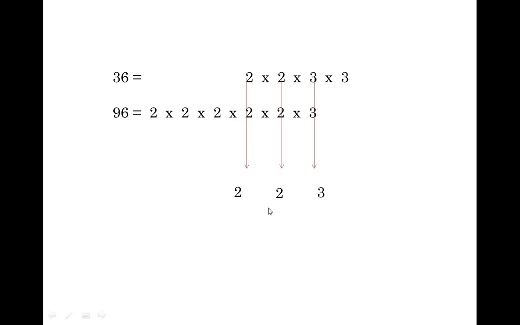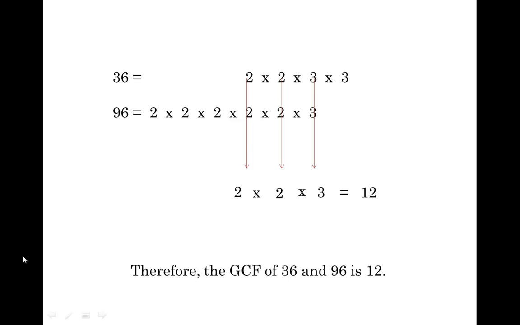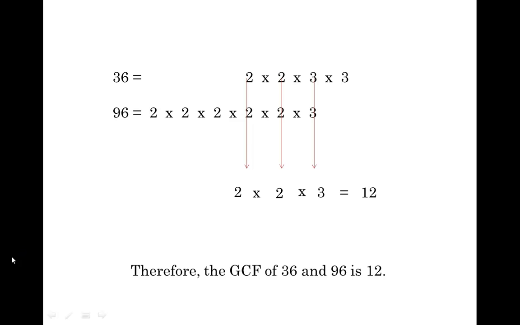And now I'll write the prime factorization, but I'm going to write it so that I can have common numbers match up. So now these 2's are in common. This 2 is in common. This 3 is in common. And I have to find the product, which turns out to be 12. So by this way, I can see that the greatest common factor is 12. And this is much easier than trying to find all 12 factors of 96, besides finding all the factors of 36.